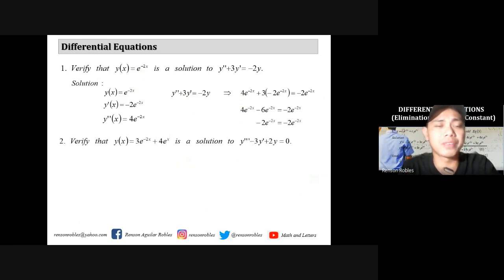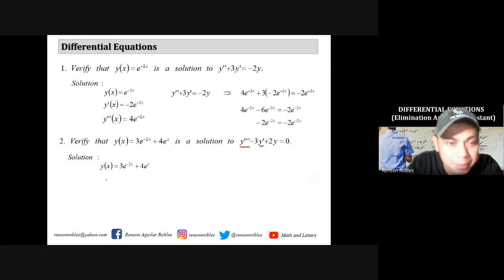Verify that y of x equals 3 e to the negative 2x plus 4 e to the x is a solution to y triple prime minus 3y prime plus 2y equals 0. We have here y prime and y triple prime, so we shall differentiate y of x thrice. The first derivative, y prime, equals 3 e to the negative 2x. The derivative of negative 2x is negative 2. Multiply it by 3, so that's negative 6 e to the negative 2x.